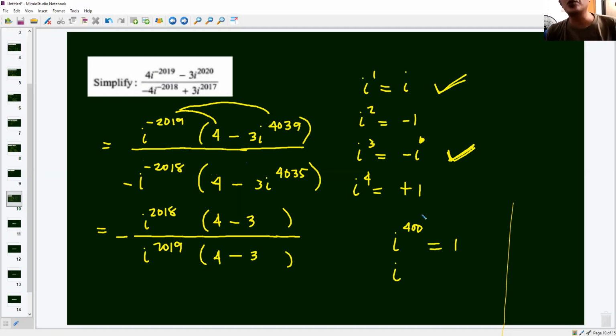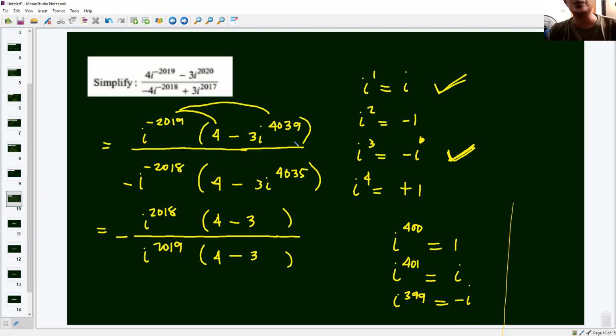Okay, now all we need to determine is, is it after a power of 4 or before a power of 4. If it's after a power of 4, like i to the 401, it's i. Pero if it's before a power of 4, like 399, like this i cubed, negative i. Follow, guys? Okay, i raised on odd power immediately after a power of 4, i. i raised on odd power immediately before a multiple power of 4, negative i.